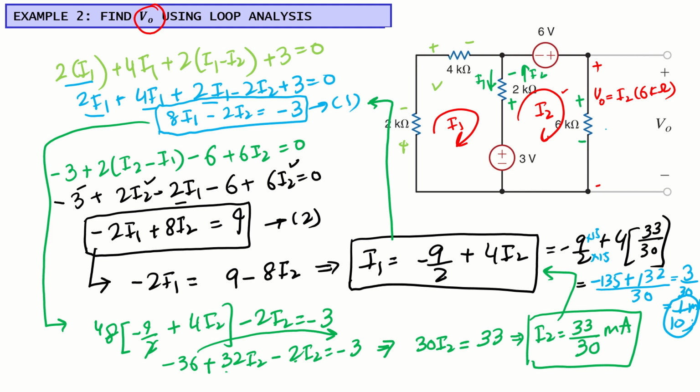Our target was to find V naught. As we have written here, the value of V naught is 6 times I2. Let's plug in the value of I2 here. So V naught will be I2, which is 33 divided by 30 times milli, times 6K. So we have 6 and that will be 5. So we have 33 over 5 volts. That will be our V naught for this case.